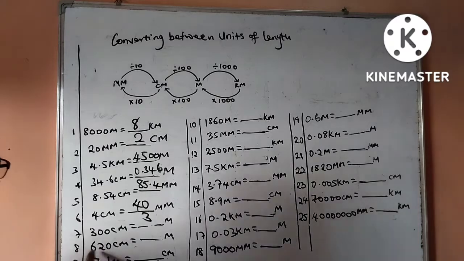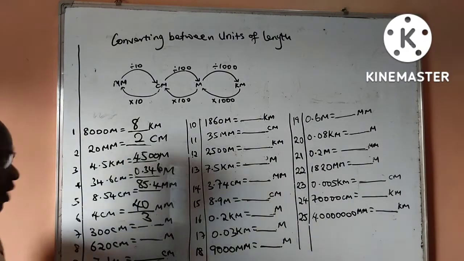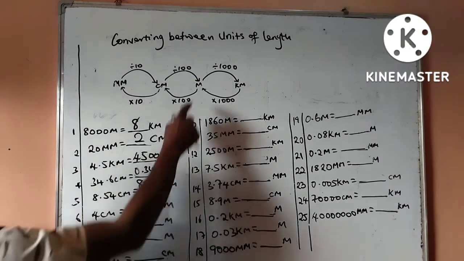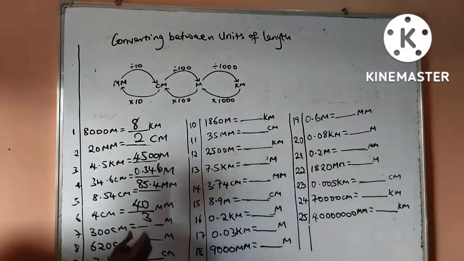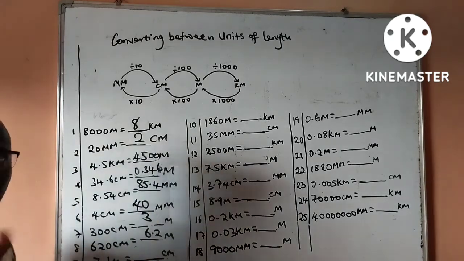I have next, number 8. 620 cm to meters. What will I do? From cm to meters, I divide by 100. So my answer will be 6.2. I go to number 9. What will be your answer?